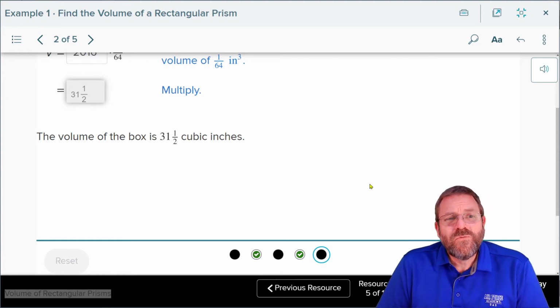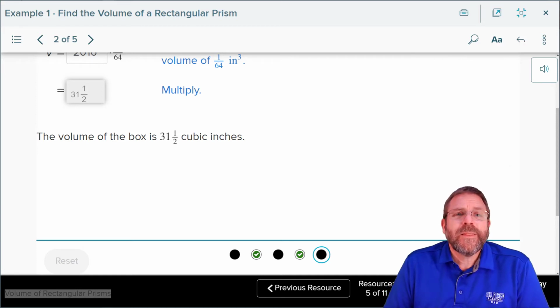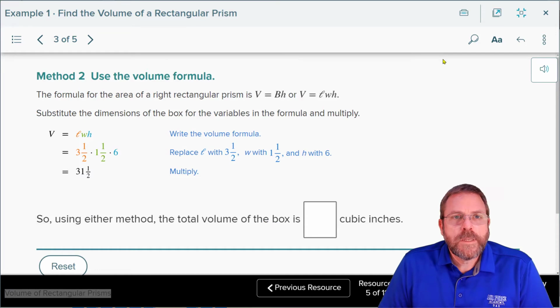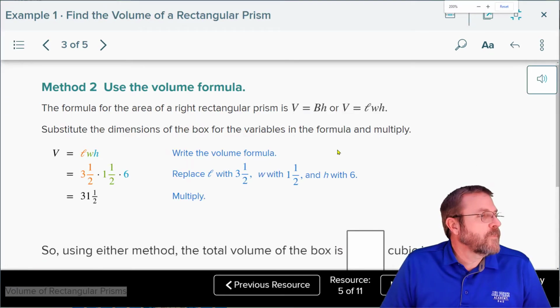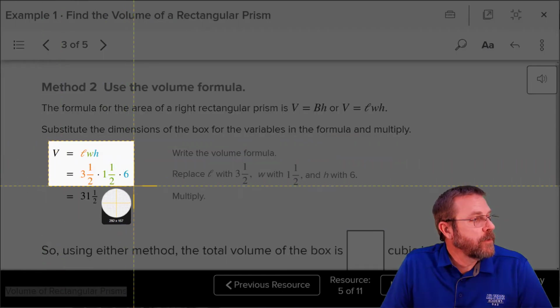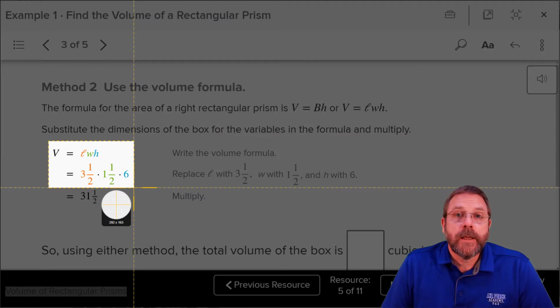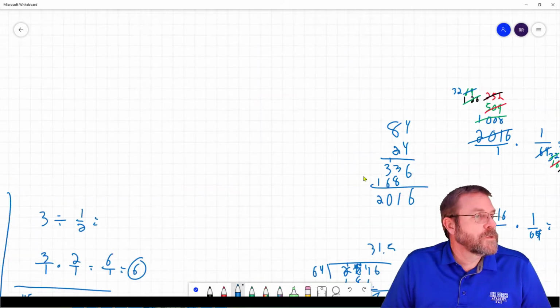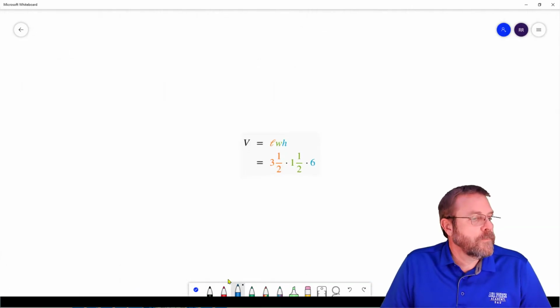Now that was a really, really complicated and painful way to do this. Let's use the other way. I think you're going to like it better. Now the other way, set it up using the formula, volume is equal to length times width times height. And they went ahead and gave us the length, width, and height here of 3 1/2 inches times 1 1/2 inches times 6. So let's jump over to our scratch page and plug those values in and work them out.